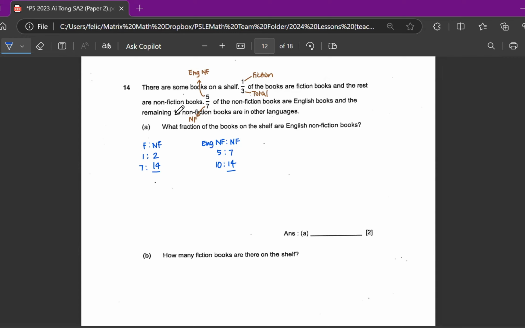Okay, so once common base is done, now you can deal with the 16. They say the remaining 16 non-fiction books are in other languages. So look at remaining. We don't have remaining here, but that's okay. Your total non-fiction is 14 units. Your English non-fiction is 10 units. So how to find the other languages non-fiction? You can just use your 14 units non-fiction minus English non-fiction, which is 4 units non-fiction. 4 units for other languages. In other words, this 4 units is the 16 books that's stated there. So you can find one unit.